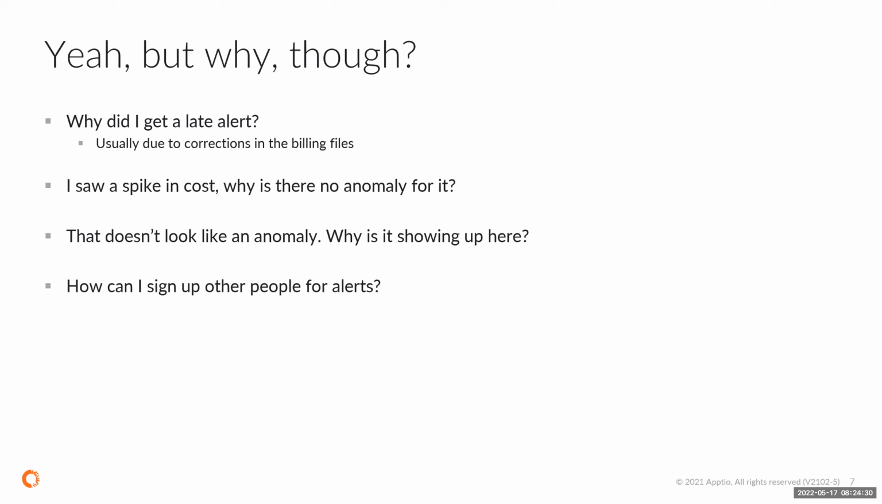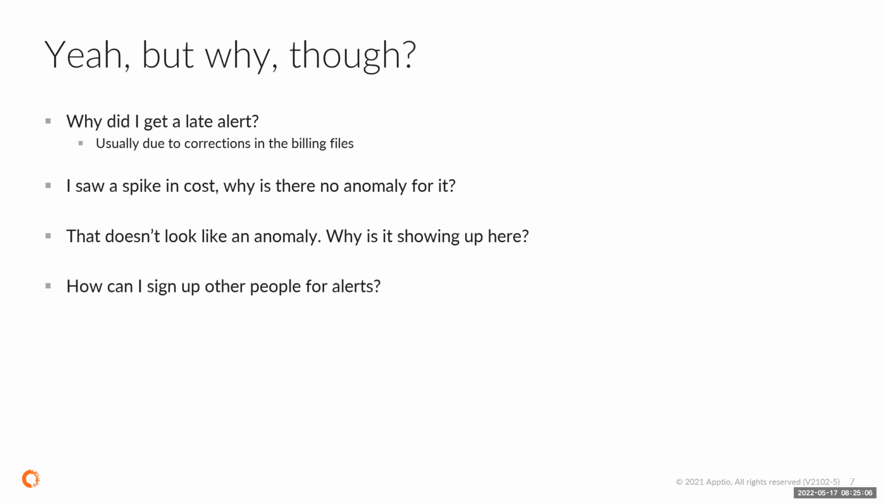Now, another very common question is, I saw a spike in cost, maybe we saw a large increase in usage, and I would have expected an anomaly to show up. Why did it not show up? Why was there no anomaly? And of course, the most common reason is just that the spend was not greater than the 2 standard deviations that would be required to trigger an anomaly.